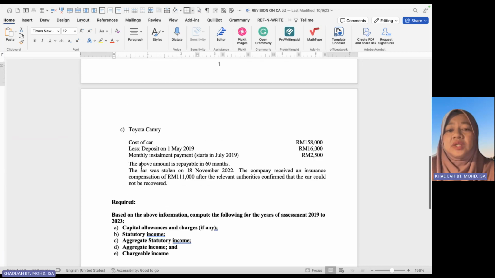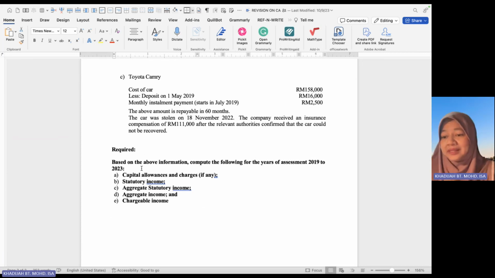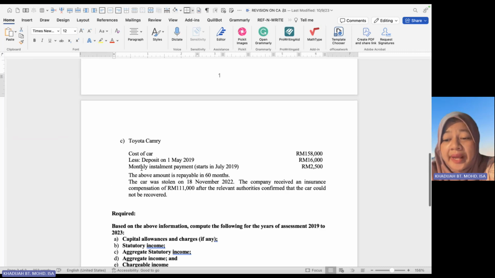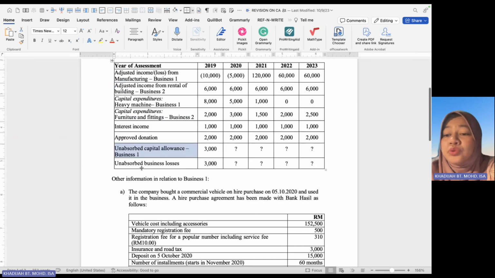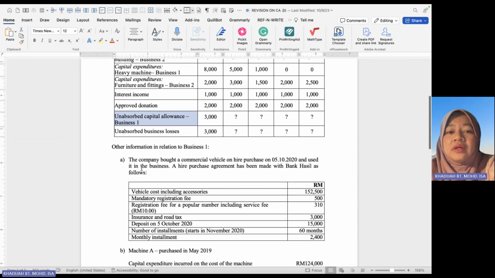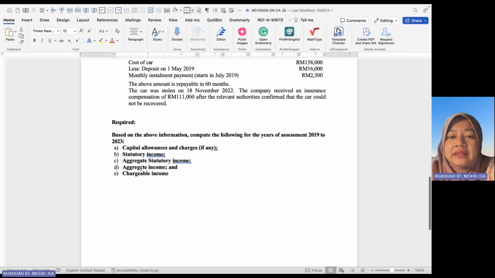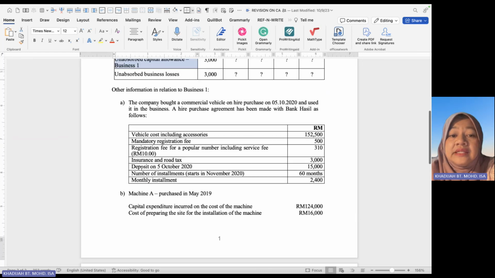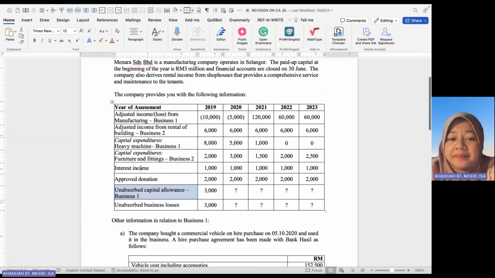That's why the requirement asks you first to compute your capital allowance, then determine how much your SI is. Then combine business 1 and business 2, you have your aggregate SI. Then from there, move on to compute your aggregate income, then only your chargeable income. So you have to go back to the format for computing chargeable income for companies. You also have the donation, interest income or other income here.